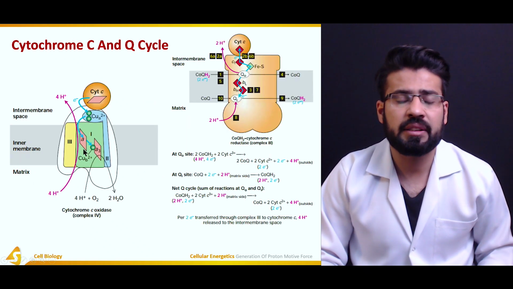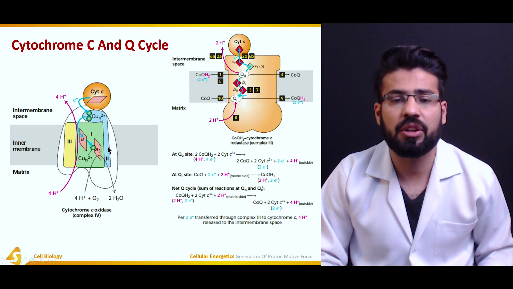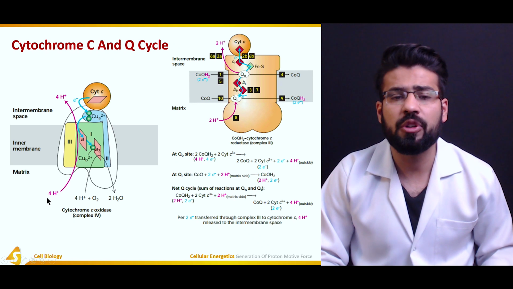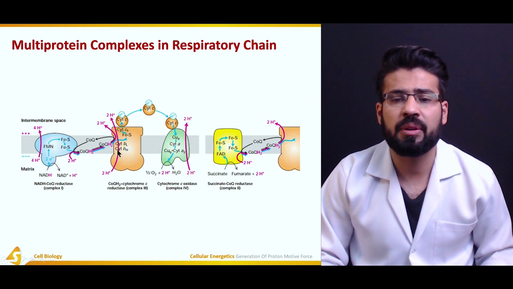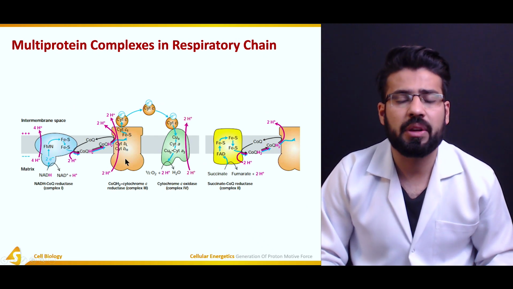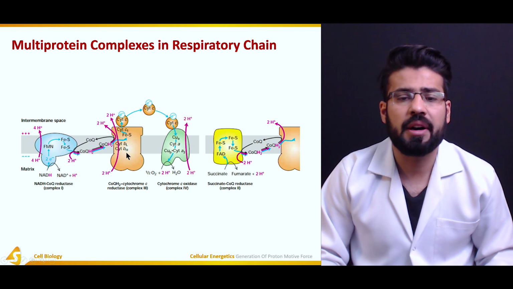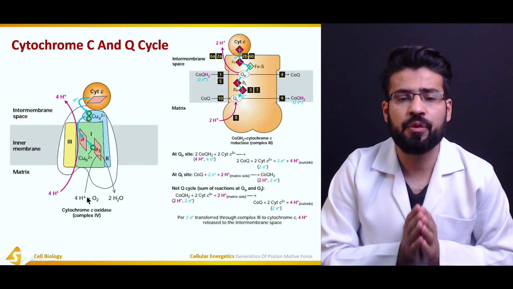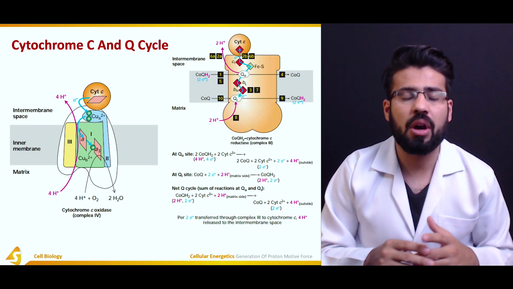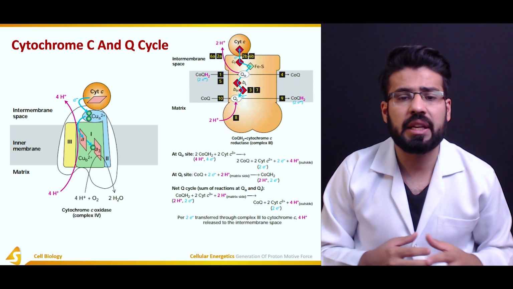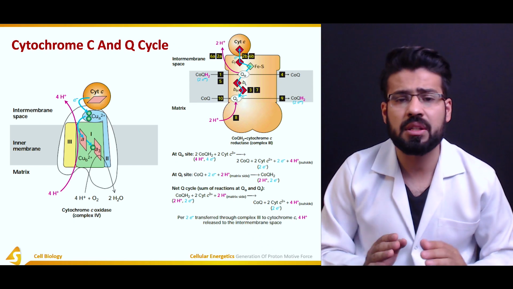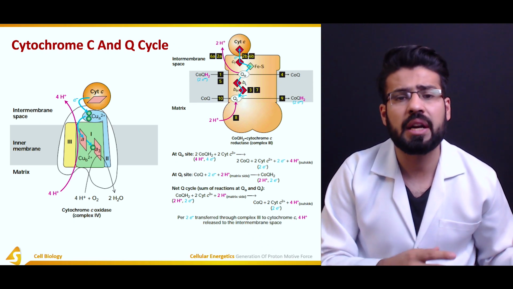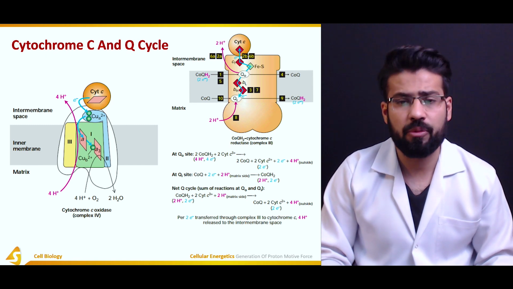Similarly, it is going to move through complex 2 and complex 3, and this would result in the movement of 4 protons from the matrix to the intermembrane space. This cytochrome C would ultimately result in the movement of electrons down, resulting in the production of 2 molecules of water, in exchange for the net movement of 4 protons that are moved outside to the intermembrane space.